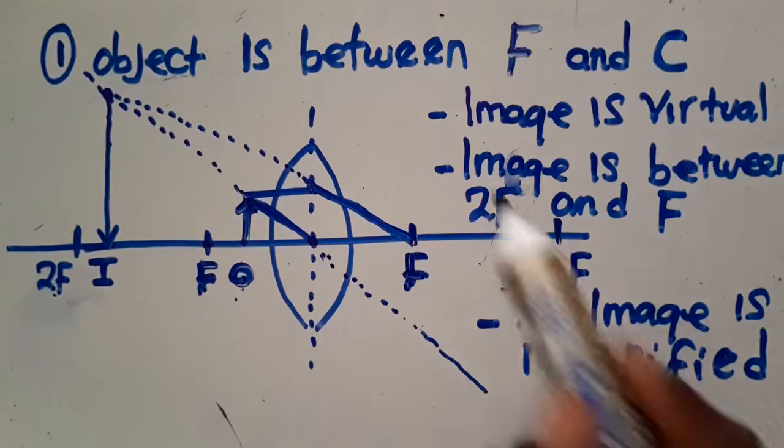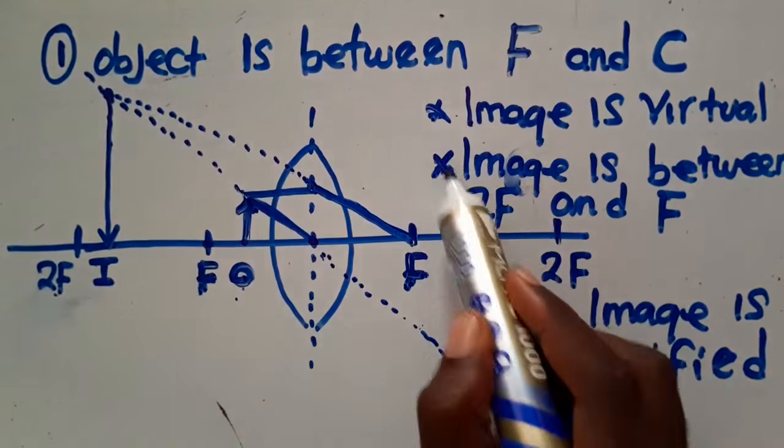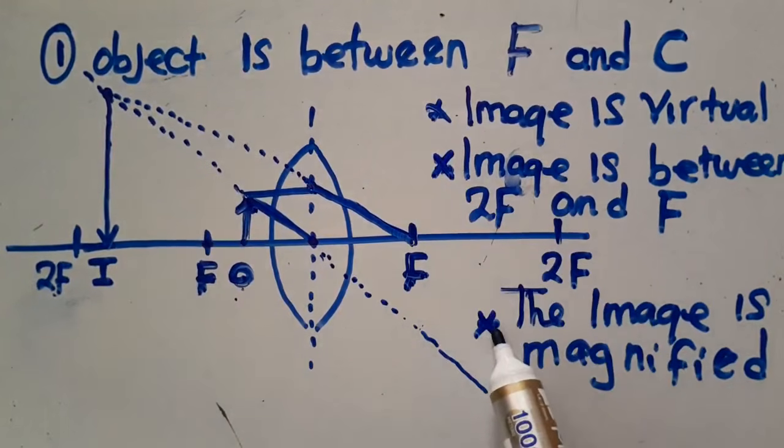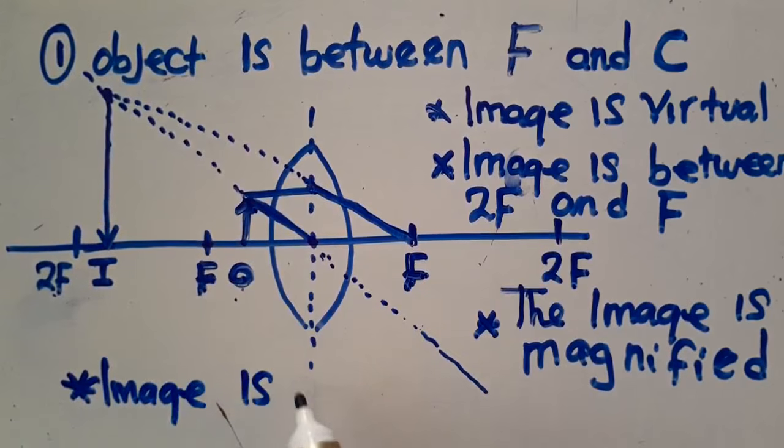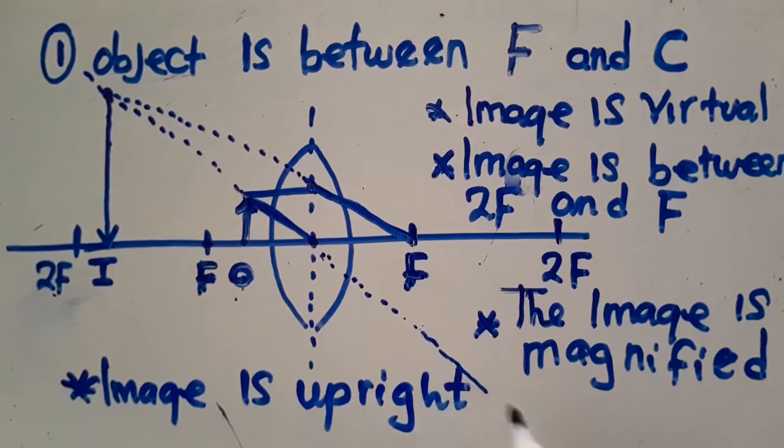So I've given this point, I've also given this point, I've given the third point, and the fourth point that I'll give you is that the image is upright. So the image is what? Upright. This is what you need to know and understand.